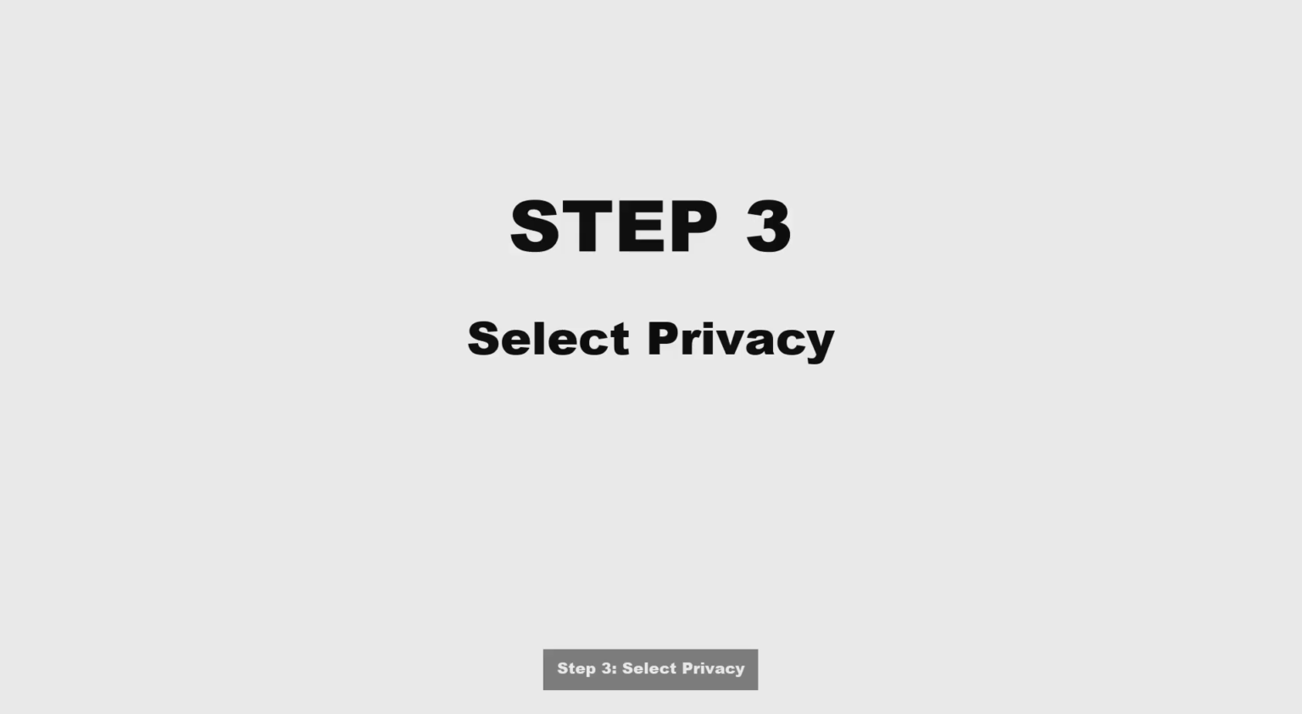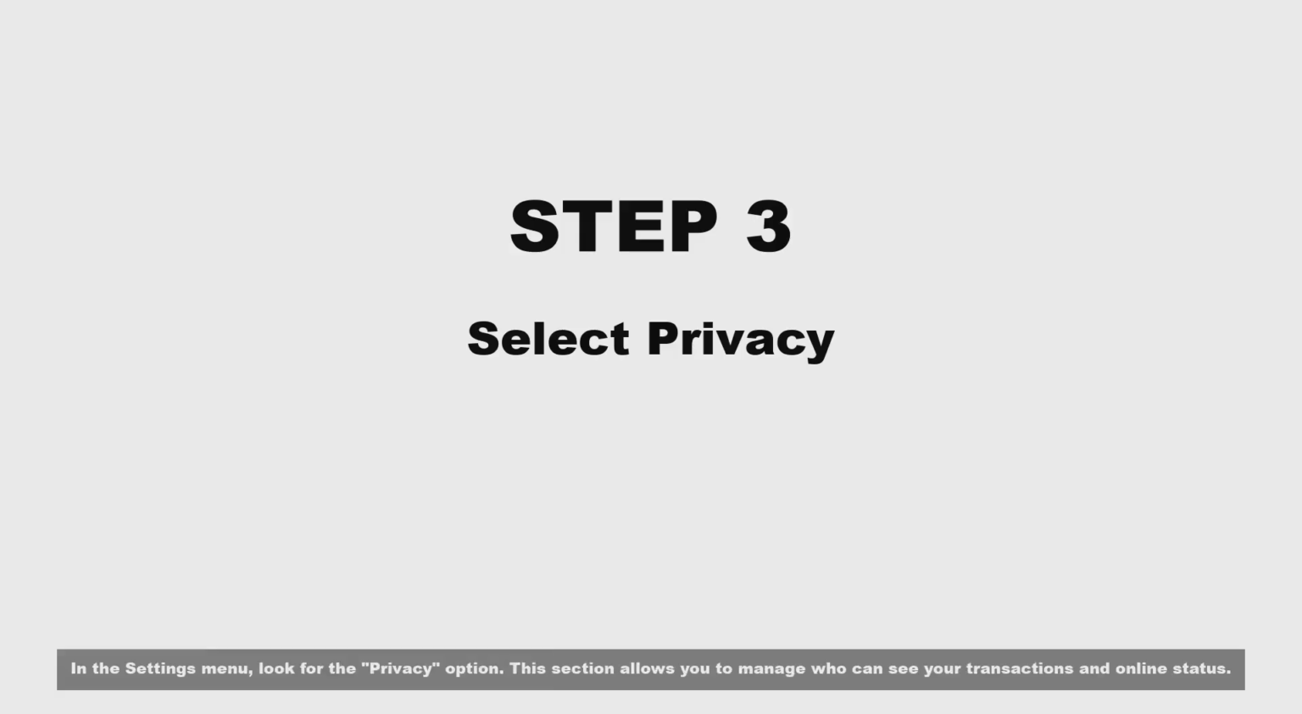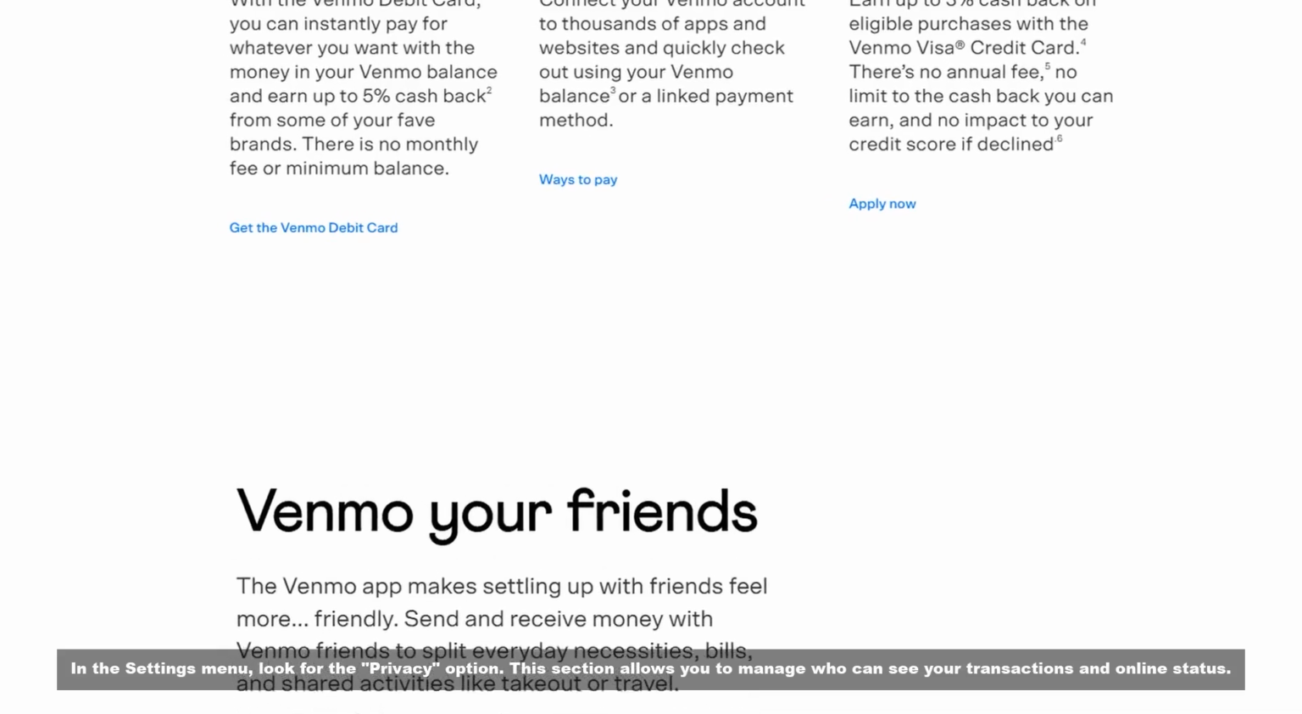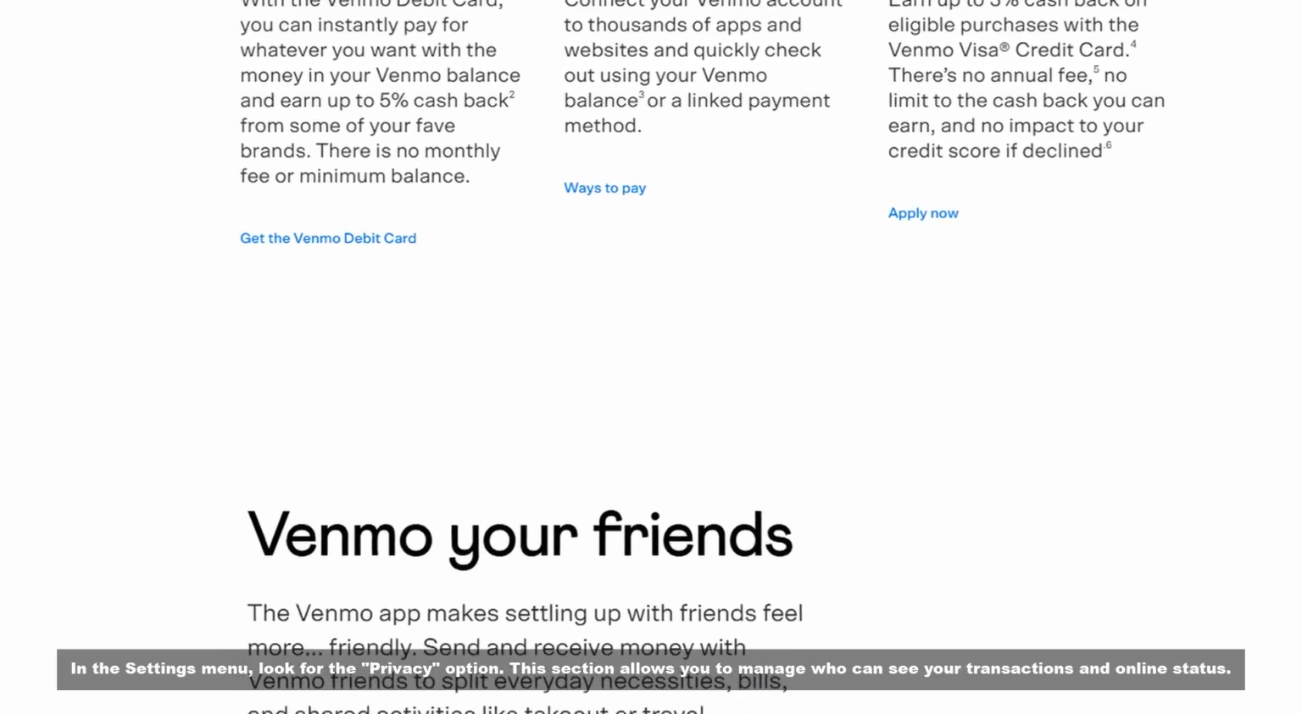Step 3. Select Privacy. In the Settings menu, look for the Privacy option. This section allows you to manage who can see your transactions and online status.